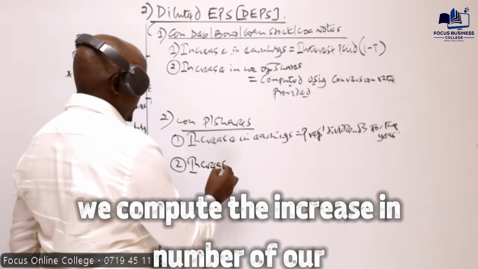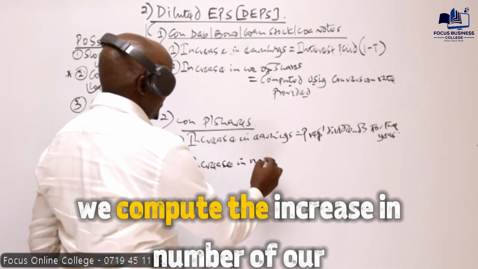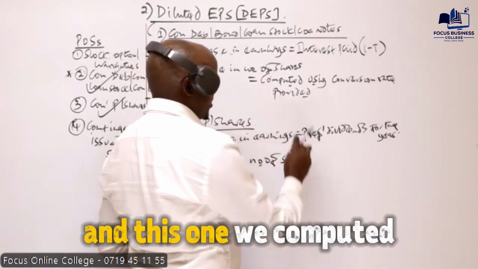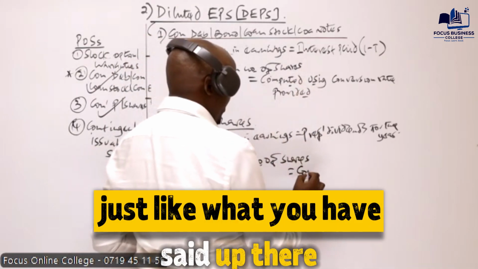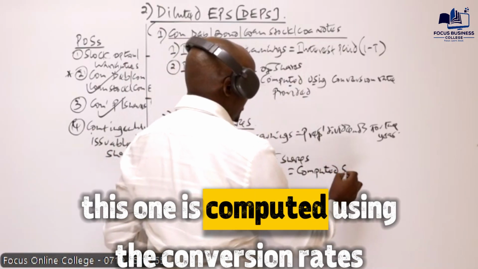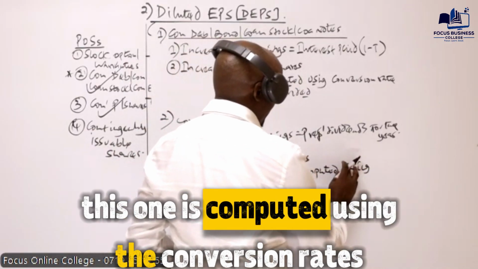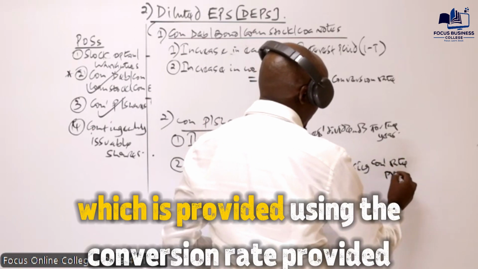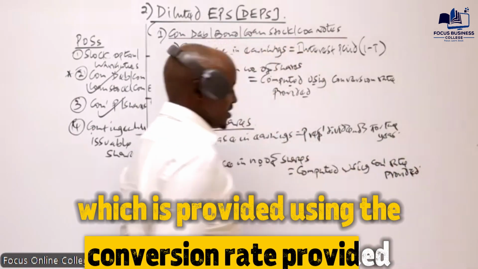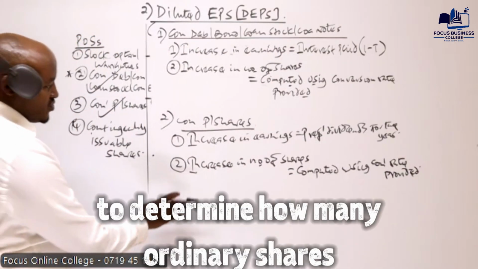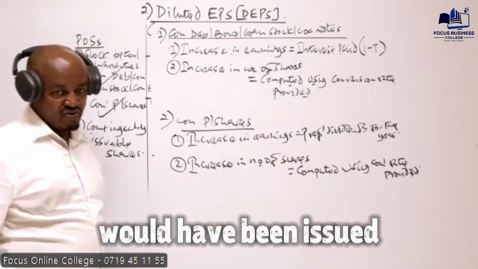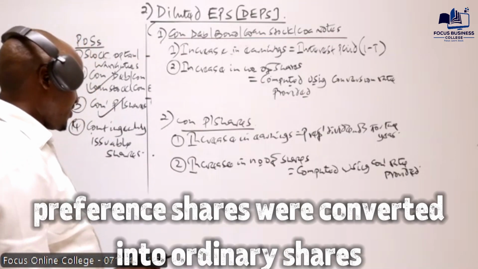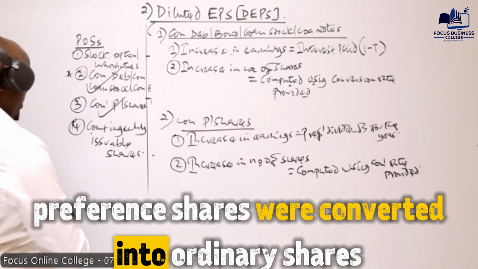So then we compute the increase in number of shares, and this one we compute just like what we said up there, using the conversion rate which is provided. So we'll be given the conversion rate to determine how many ordinary shares would have been issued, assuming that our convertible debentures and convertible preference shares were converted into ordinary shares.